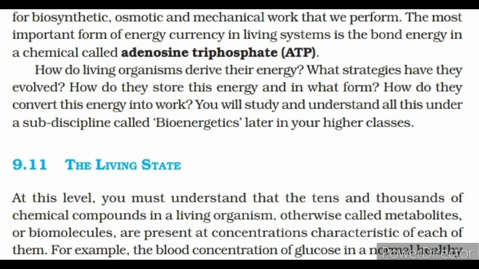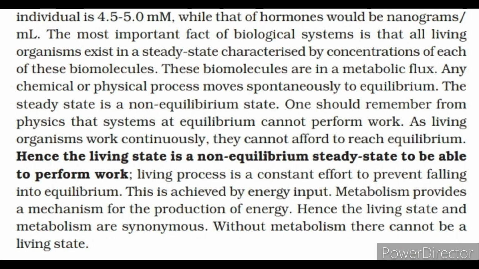The living state. At this level, you must understand that the tens of thousands of chemical compounds in a living organism, otherwise called metabolites or biomolecules, are present at concentrations characteristic of each of them. For example, the blood concentration of glucose in a normal healthy individual is 4.5 to 5.0 mM, while that of hormones would be nanograms per ml. The most important fact of biological systems is that all living organisms exist in a steady state characterized by concentrations of each of these biomolecules. These biomolecules are in a metabolic flux.